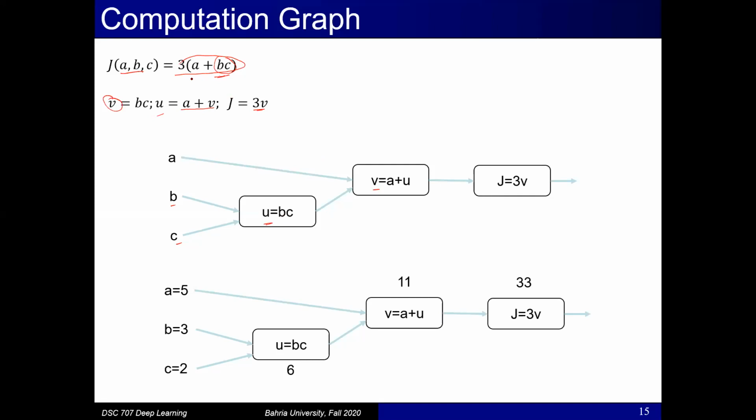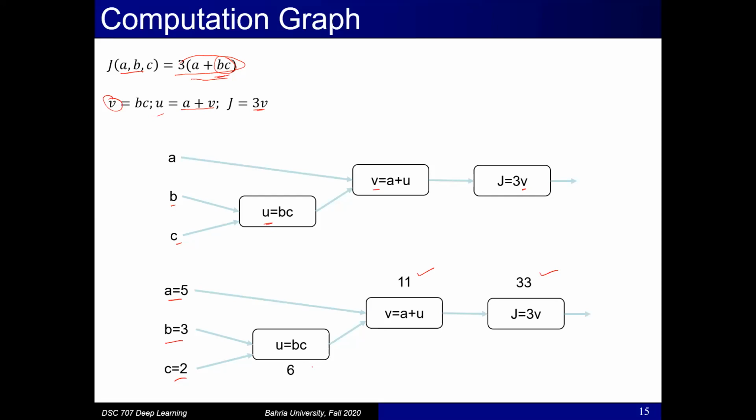And finally, once you have solved this, you multiply it by 3 and you get j. So we say j is 3 times v. Okay, and just to make it a little bit more intuitive or easy to understand, instead of dealing in terms of variables, we have numbers like, we assume a is 5, b is 3, and c is 2. Okay, and then we have computed these numbers. So 3 into 2 is 6, 6 plus 5 is 11, 11 into 3 is 33. So for these values of a, b, and c, j comes out to be 33.